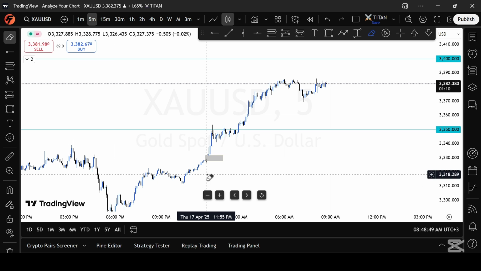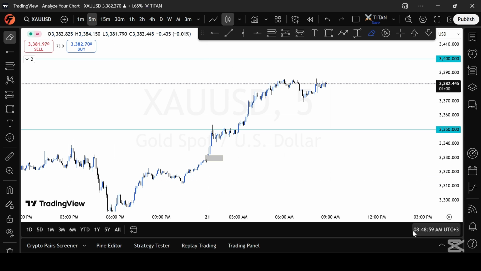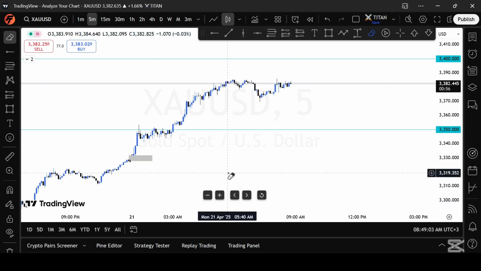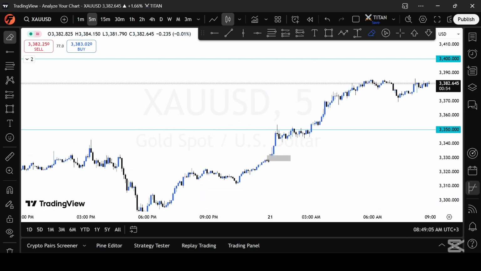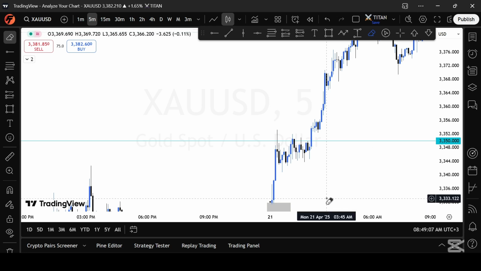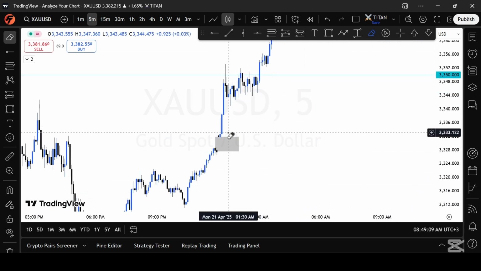days after. Well, price opened on Monday 21st April 2025 at 1 a.m. UTC +3 in my time. So currently it's 8:49 a.m. and looking at the price, well, price opened here with a gap up.